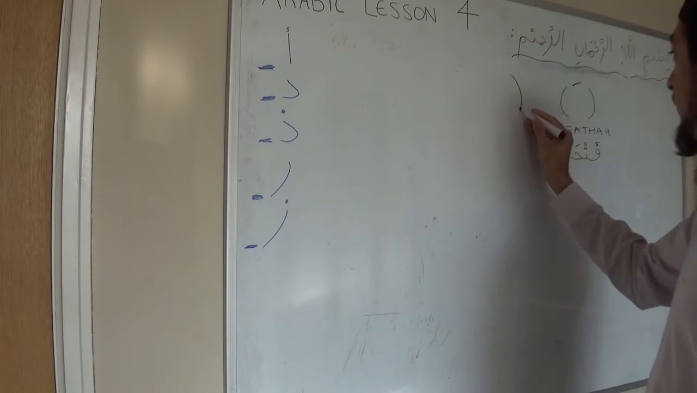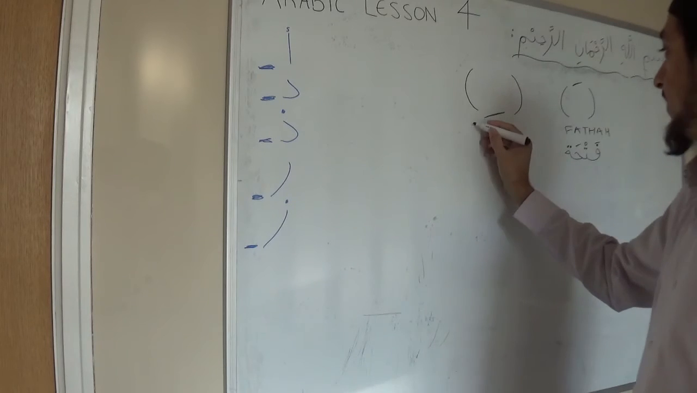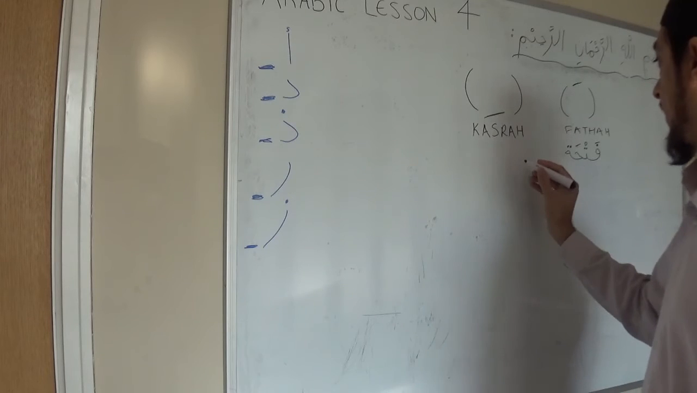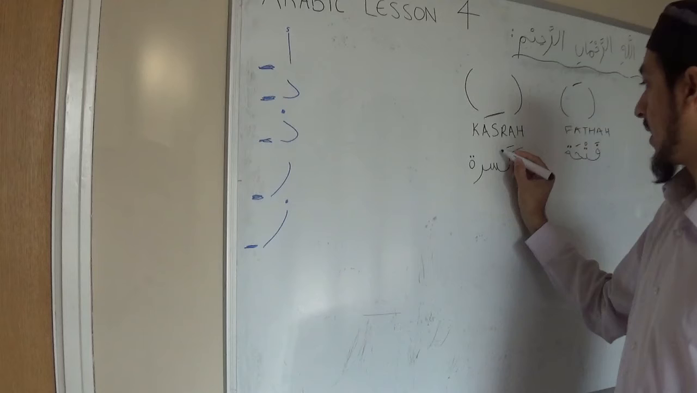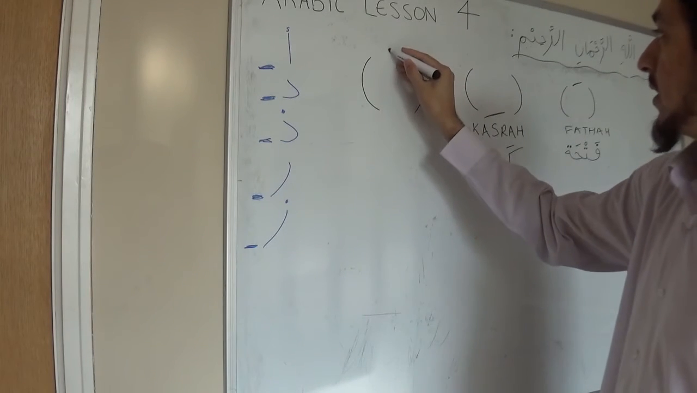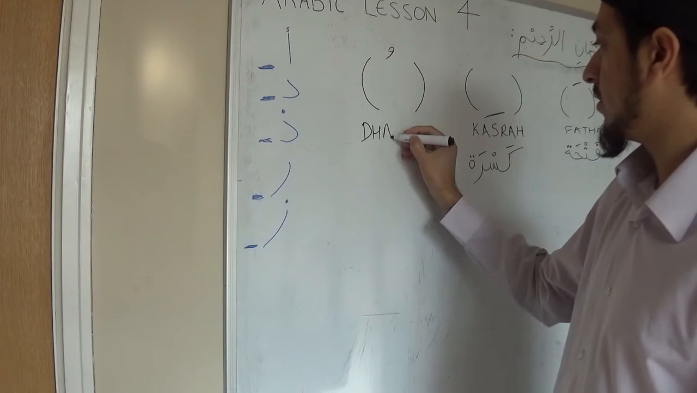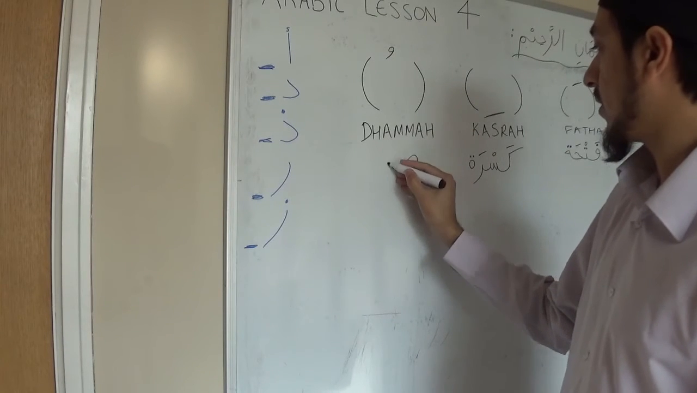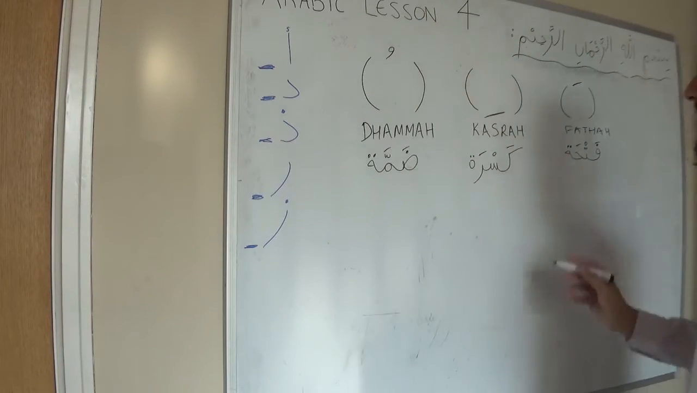Fatha. So this is more for the grammatical side of things. The zair that we say is the kasra. That comes below the letters. Kasra. And then the one we have on top, but it's like a wow, is the pesh, as we say, or the dhamma. Dhamma.